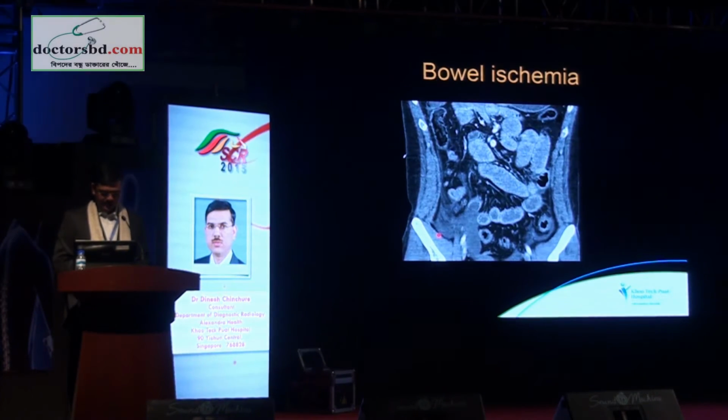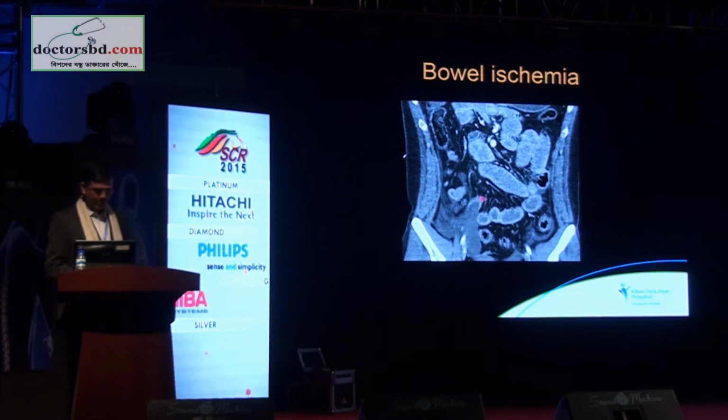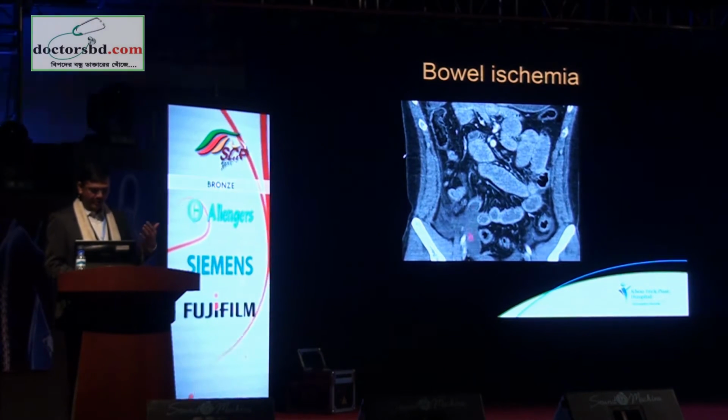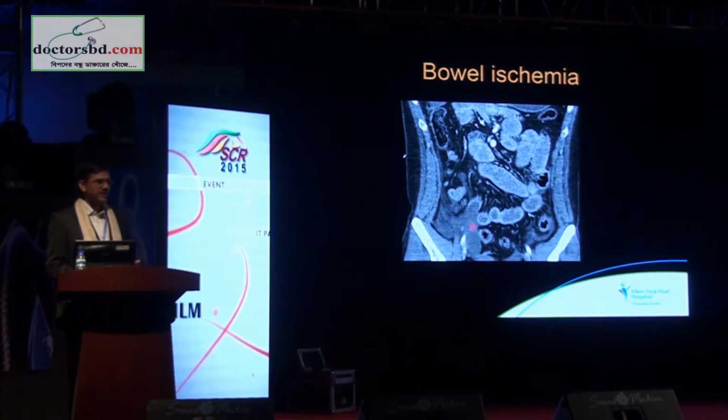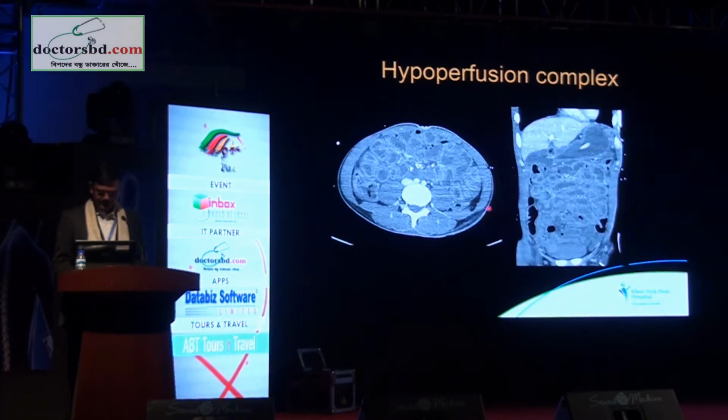We'll see some examples. This is bowel ischemia. We can see that this is a trauma case. This is a loop of bowel. It's not really transected, but you can see there is a bowel, like looks like a bowel which is continuous, but it's not enhancing at all. So there is an ischemic bowel because of the tear in the mesentery.